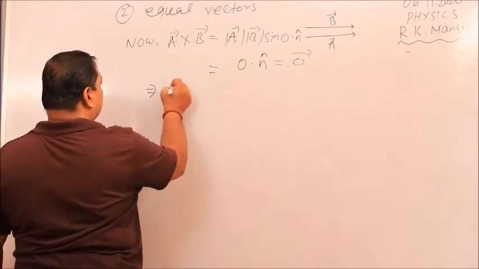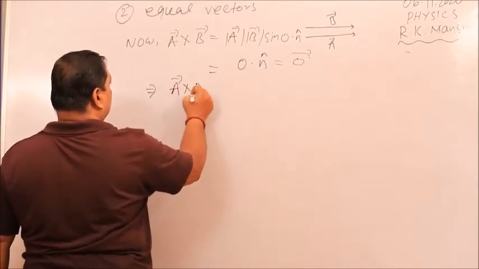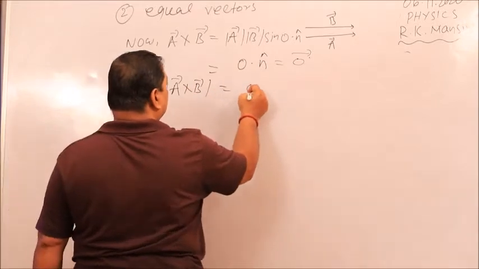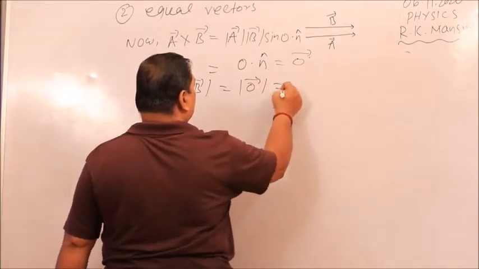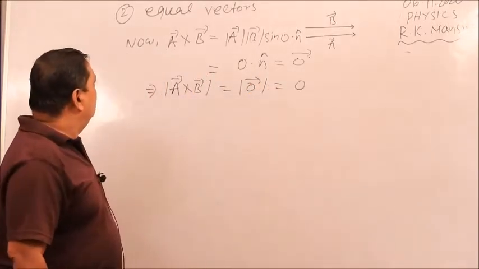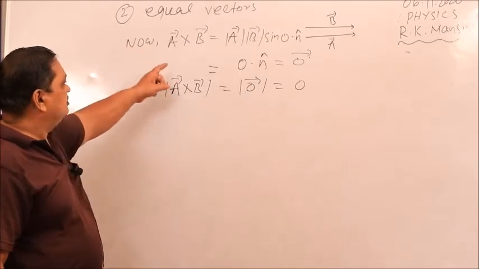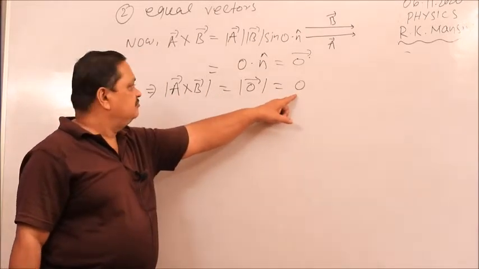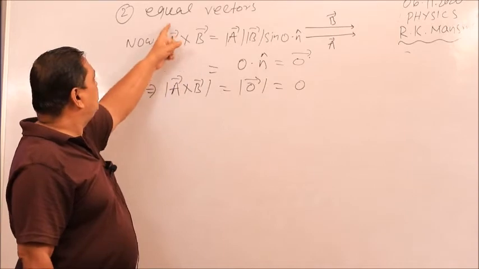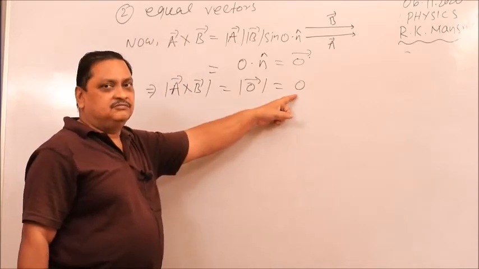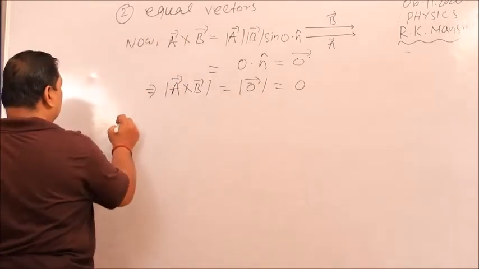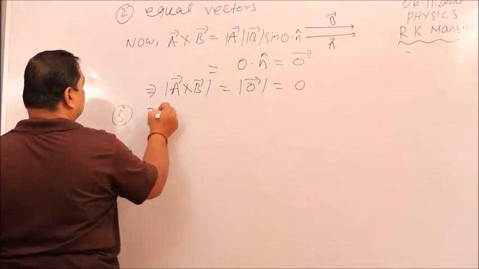So modulus of A cross B equal to 0. But in case of dot product, value exists, but in cross product for equal vector, it vanishes. Now we will discuss parallel vectors.